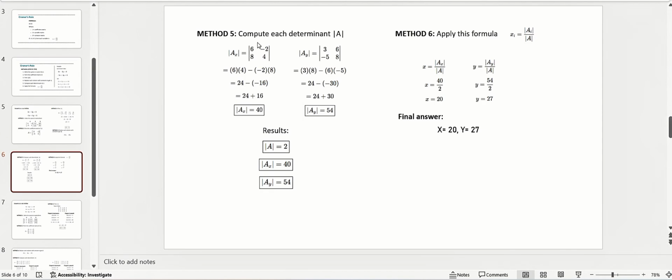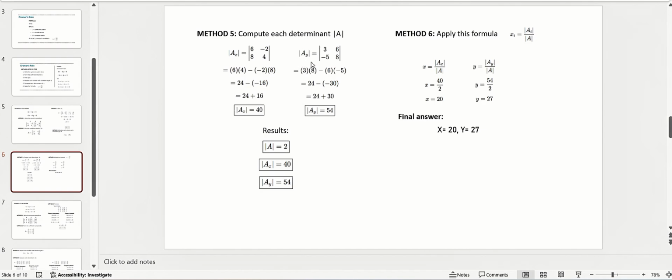Atong gi-replace ang first column sa A sub x into the constant value. So ang atong value sa first column is 3 and negative 5. So atong i-replace nato na siya into the constant value which is 6 and 8. Tapos atong i-cross multiply, 6 times 4 is equal to 24, negative 2 times 8 is equal to negative 16, and then 24 minus negative 16 is equal to 40. So this is the value sa atong determinant A sub x.